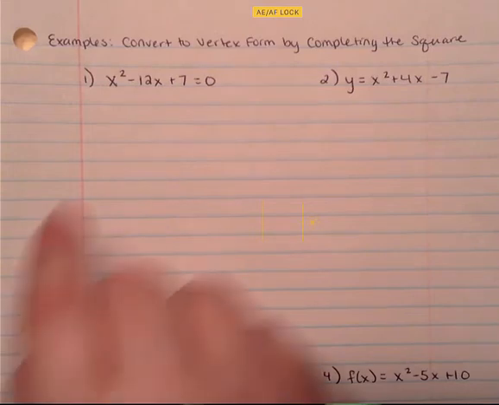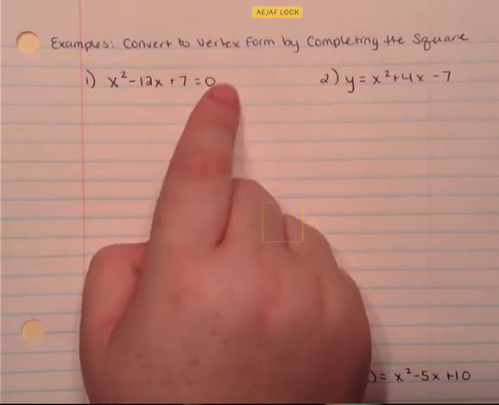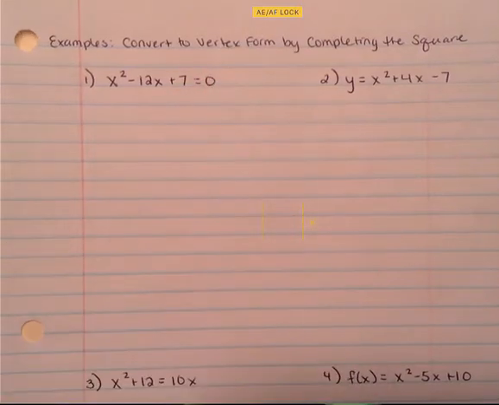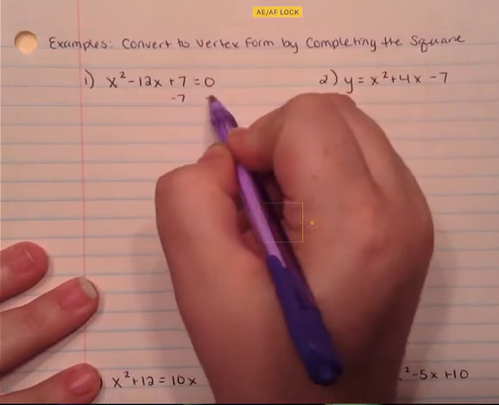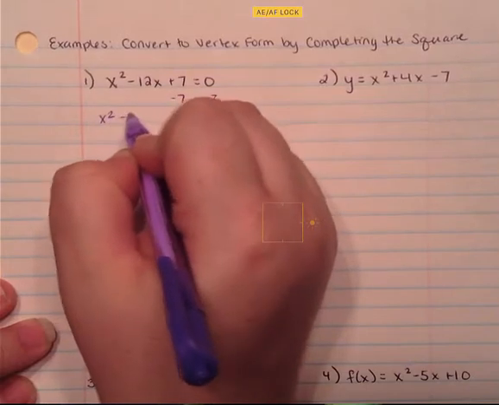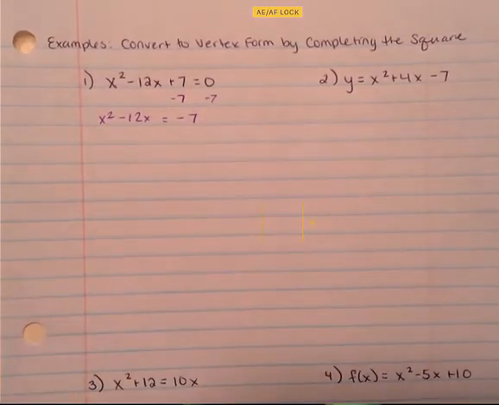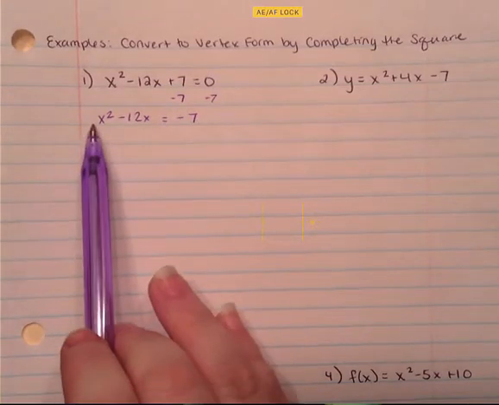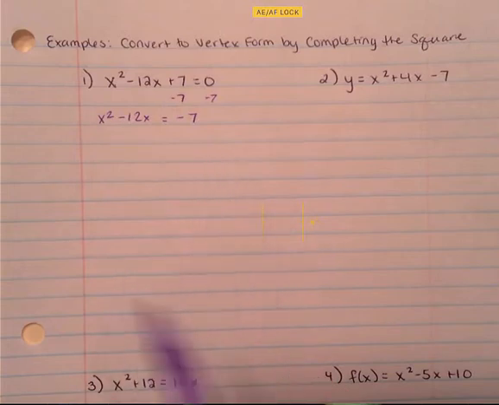The next step is to isolate the constant, the number without the variable, to the other side of the equals. In this case, I'm going to subtract that 7 to the other side of the problem so that I can isolate it. So I'll end up with x squared minus 12x is equal to a negative 7. Again, as long as a is equal to 1, I do not have to divide everything, and that means I will not have to multiply back into the problem later.